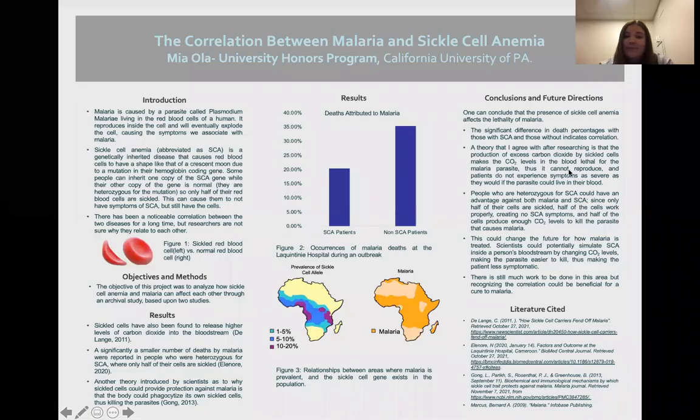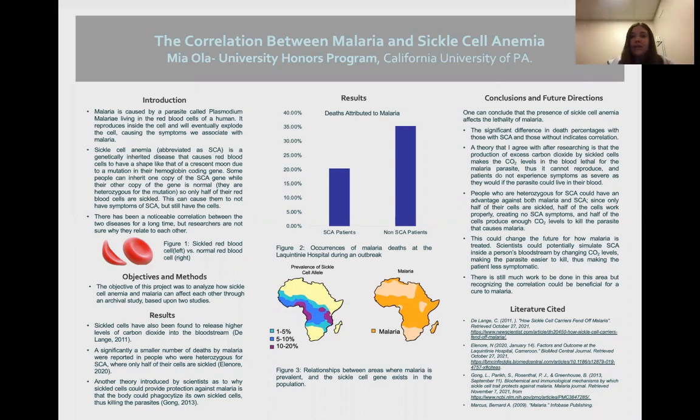Hi everyone, my name is Mia Ola, and today I'll be talking to you about the correlation between malaria and sickle cell anemia. So before we can analyze the correlation between these two diseases, I think it's important that we understand biologically what the diseases are and how they affect us.